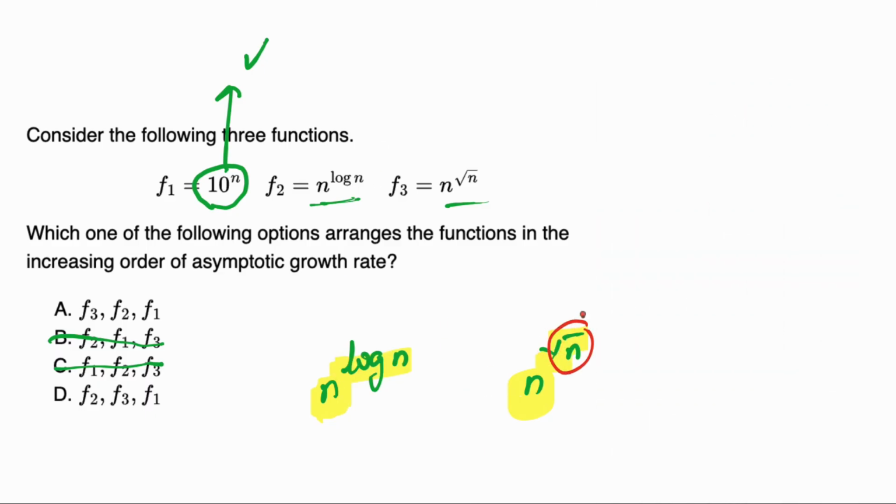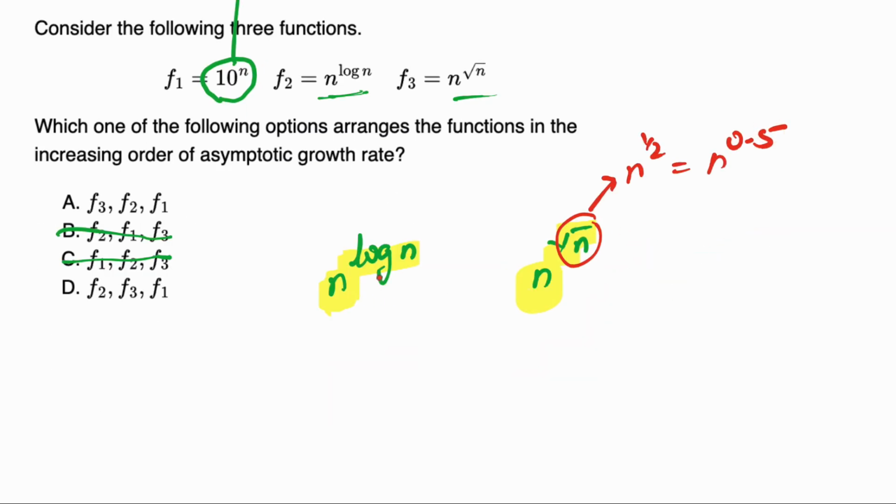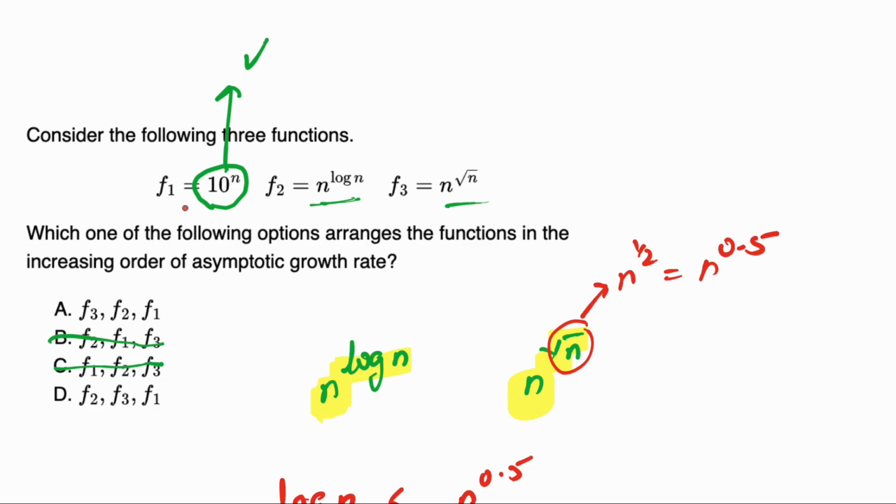Now root n is n raised to the power 1 by 2, which is equal to n raised to the power 0.5. So there is a comparison between log n and n raised to the power 0.5. Now we know that asymptotically log n is less than or equal to n raised to the power 0.5. Therefore, the correct order is f2 is the minimum time, f3 is asymptotically greater than f2, and f1 is the greatest.